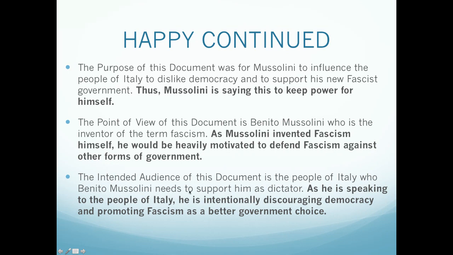And then finally, the intended audience of the document is the people of Italy, who Benito Mussolini needs to support him as dictator. As he is speaking to the people of Italy, he's intentionally discouraging democracy and promoting fascism as a better government choice. There will be a little bit of overlap between these 4 things. Remember, you don't have to use all 4. You only have to pick one. And when you outline your documents, you should say, aha, I think I can happy this document. Put that in your outline. So when you're writing your essay, you know which ones you're going to happy. And you're not just trying to come up with things on the spot.